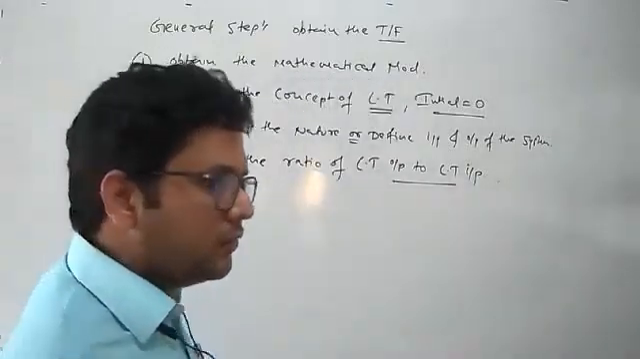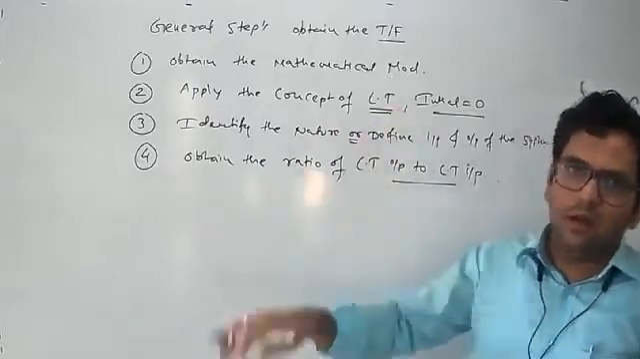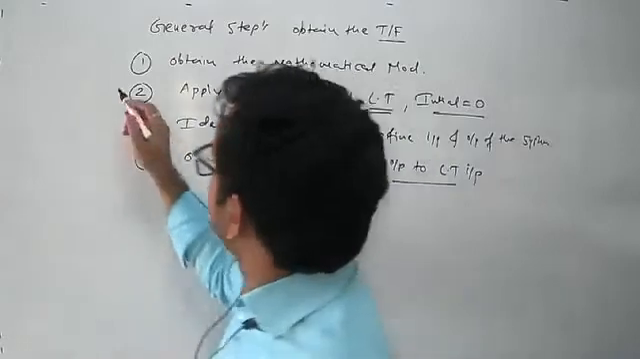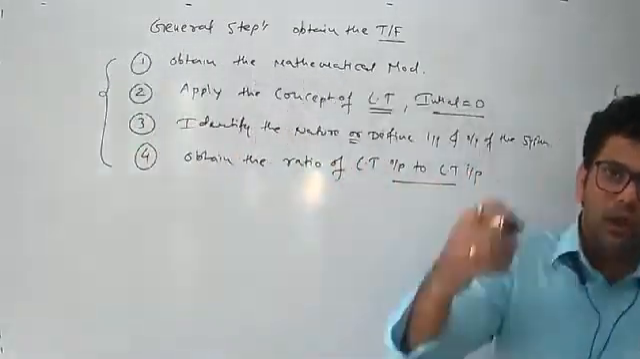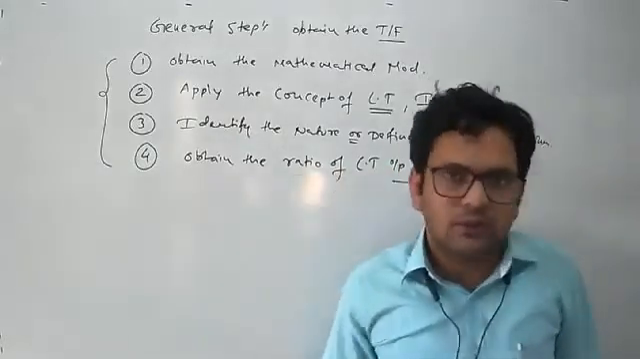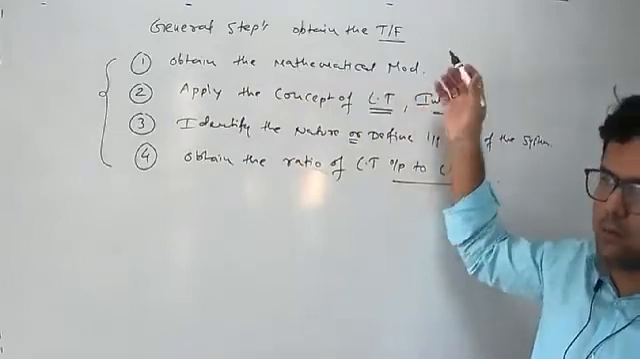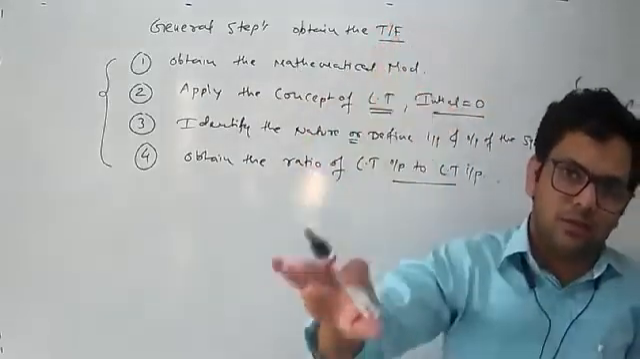So ultimately in step number 4 we are trying to calculate the actual transfer function of our given electrical system. So these are the basic steps which we need to implement in order to obtain the transfer function of any given physical electrical system. So first step is we need to obtain the mathematical modeling by applying Ohm's law, Kirchhoff's voltage law, or Kirchhoff's current law.